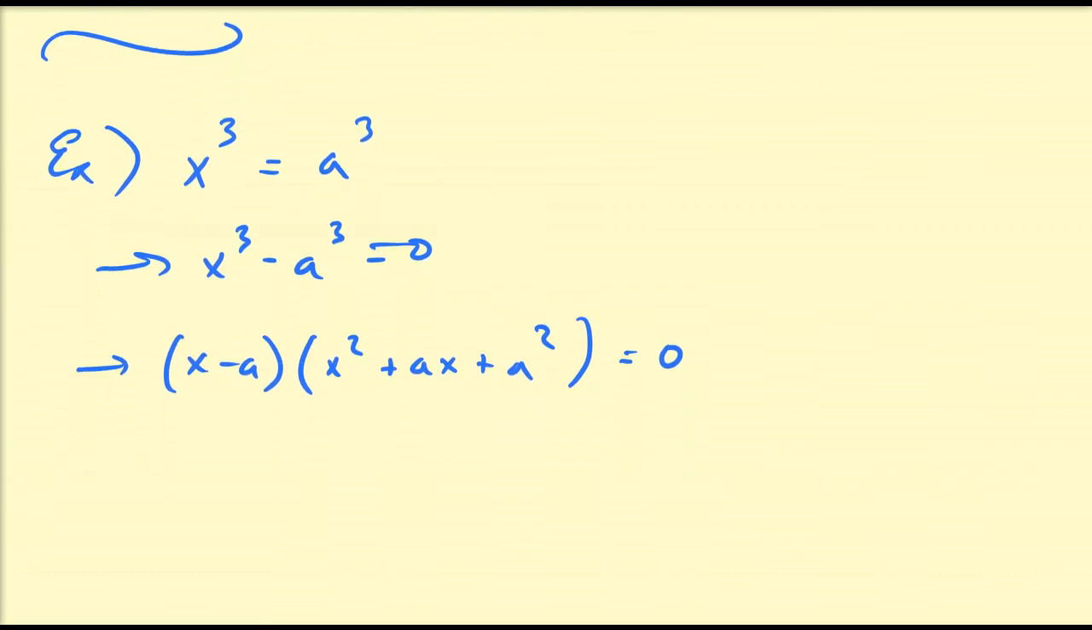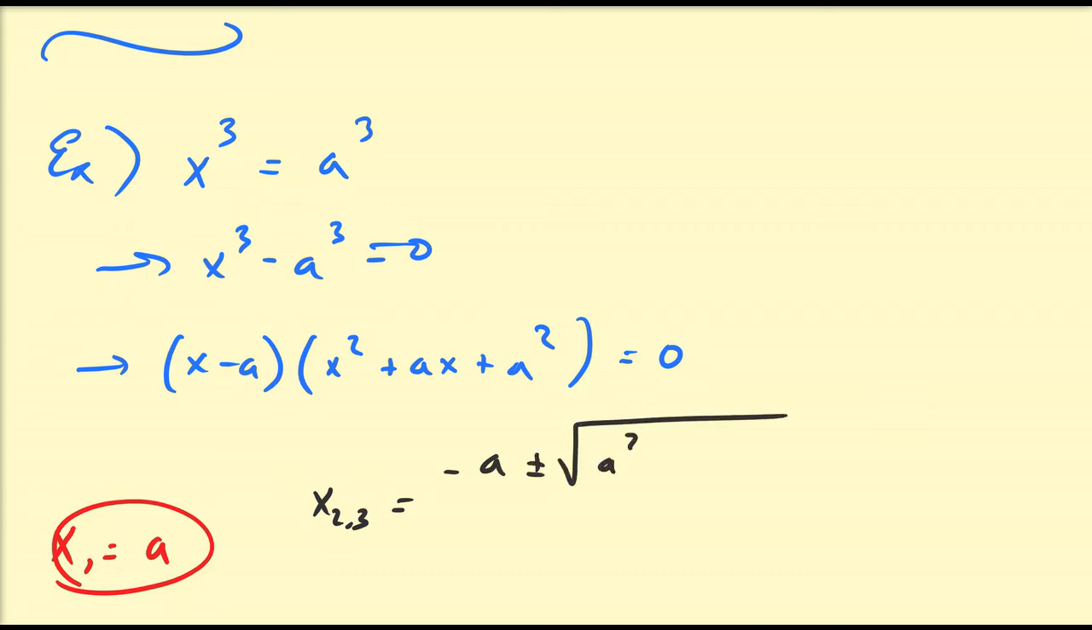So I clearly have one solution, right? So x1 is equal to a, that's obvious. So what are my other two solutions? Are they always complex, or sometimes are they real? So x2 and 3 are going to be equal to negative a plus or minus the square root of a squared minus 4a squared all over 2a.